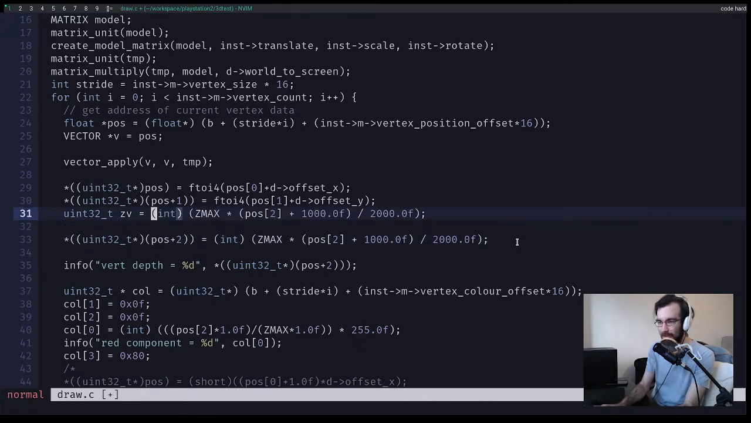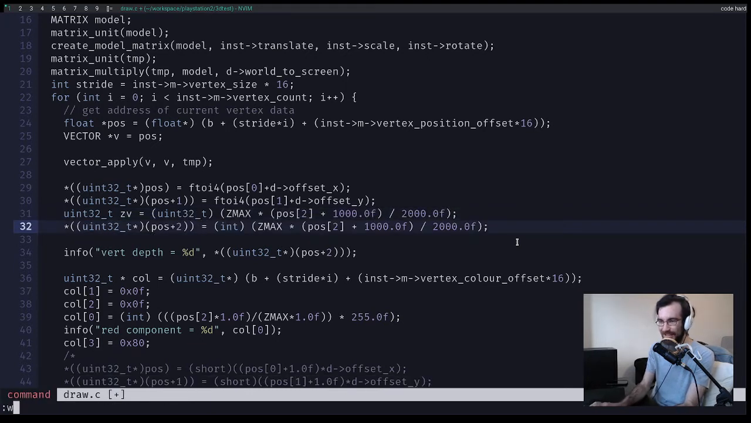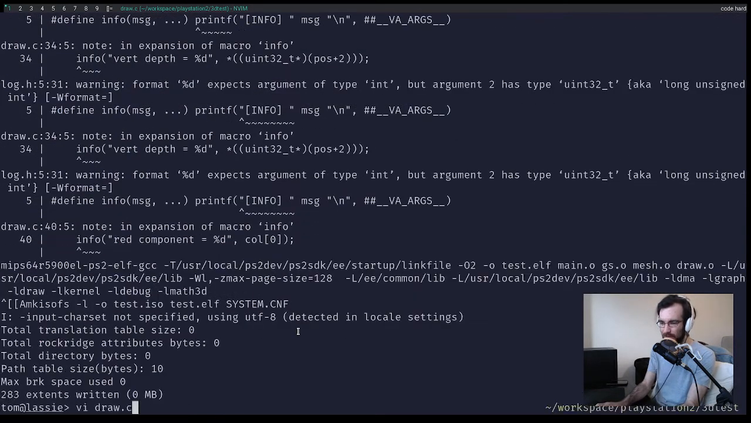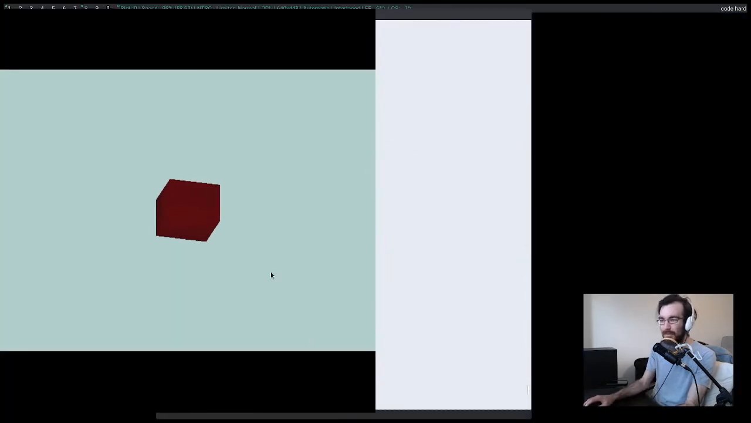Yeah, just a bit of lazy conversion by me here. Let's say this is ZV, and then we're going to use ZV over here. Going to convert it back into a float, divide it by this magical Z max number, convert it to an integer, see what happens. There we go.